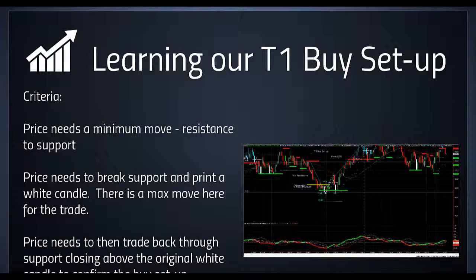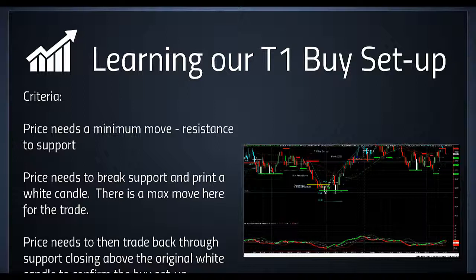But the criteria for a buy setup: the first thing is that price needs to move a minimum distance between support and resistance, because if you've used the Trend Trader, you'll know that we've got dynamic support resistance. That's really the catalyst for this trade setup. So on our F trend, we want that dynamic support resistance. That's the key part of our trade entry. Now, we also need to make sure that price breaks support, because we're looking for a buy setup here.